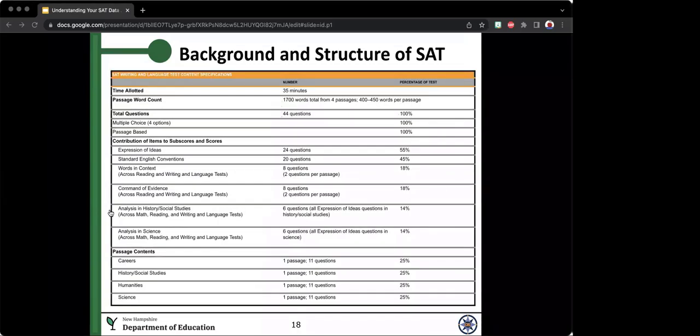All right. So writing and language passages. So there are 4 passages. They're about 400 to 450 words. The complexity of them varies. They are all about different topics, including careers, science, humanities, social studies. The purpose and format of each passage varies. So there's going to be at least one narrative passage, meaning it's going to read sort of like a story. It's not necessarily a work of fiction. It could be literary nonfiction. The other passages are going to be argumentative or contain charts, infographics, graphs, things like that.